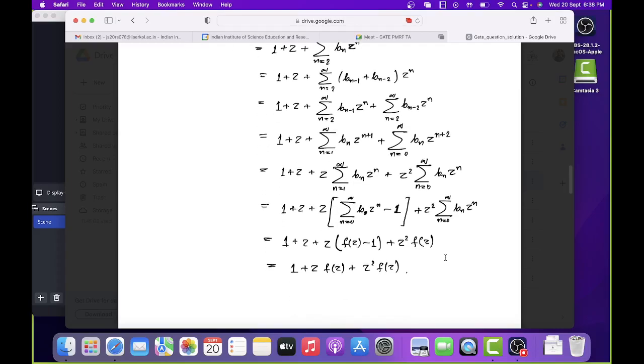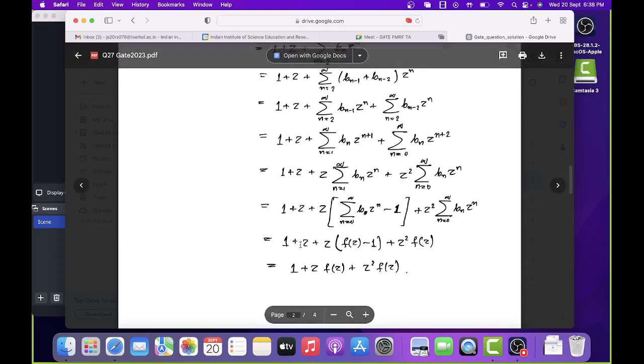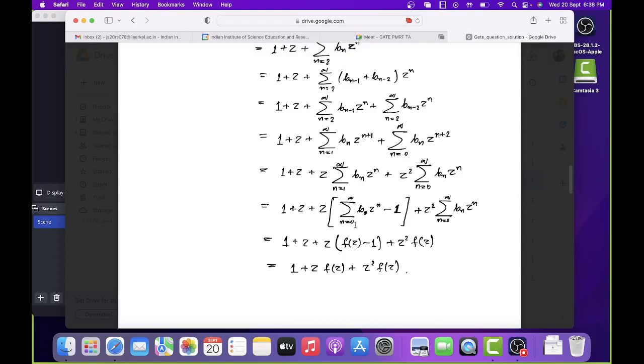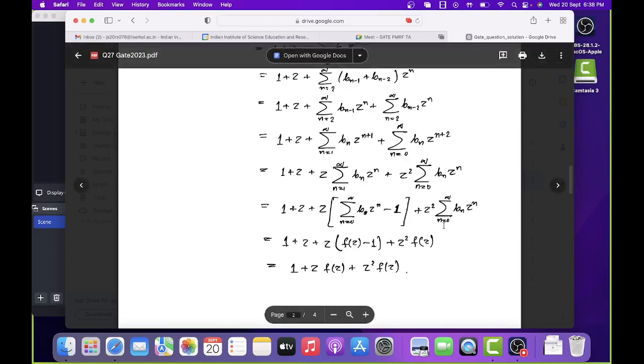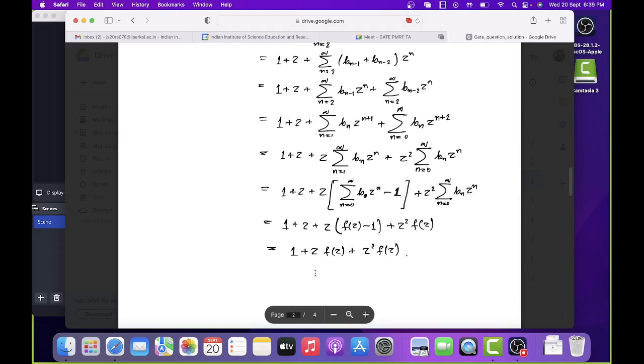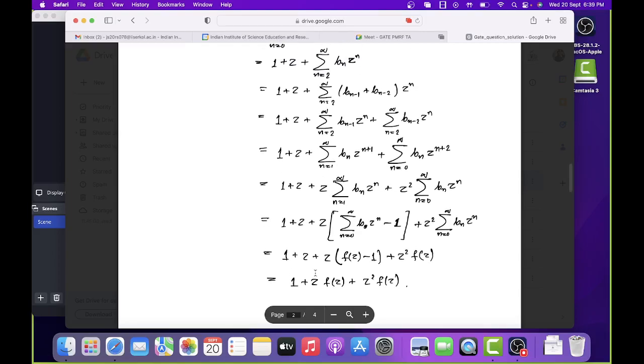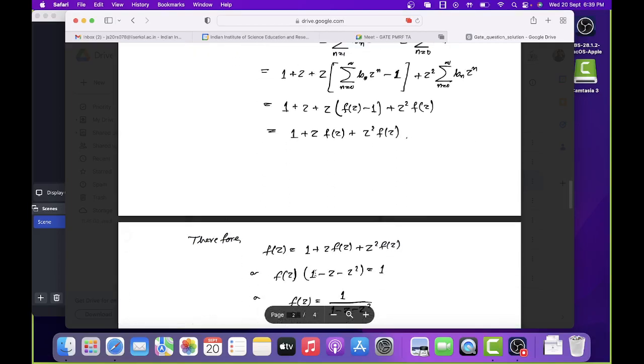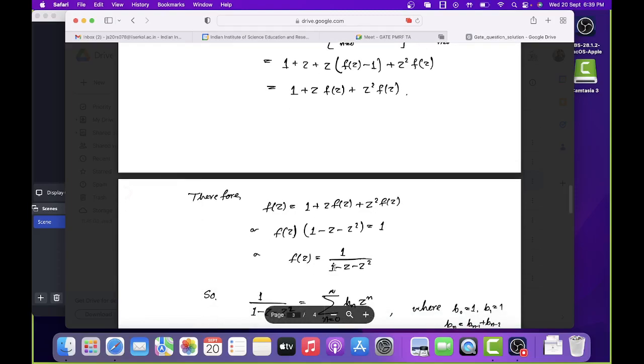So note, then you can write this as 1 plus z into fz minus 1, plus z square times again fz, right? So take all the z's on one side and the z square part on one side. So plus z and minus z will cancel out, and it will remain 1 plus z fz plus z square fz. Now, if you solve in terms of f, what will you get? You will basically get that fz is 1 by 1 minus z square.